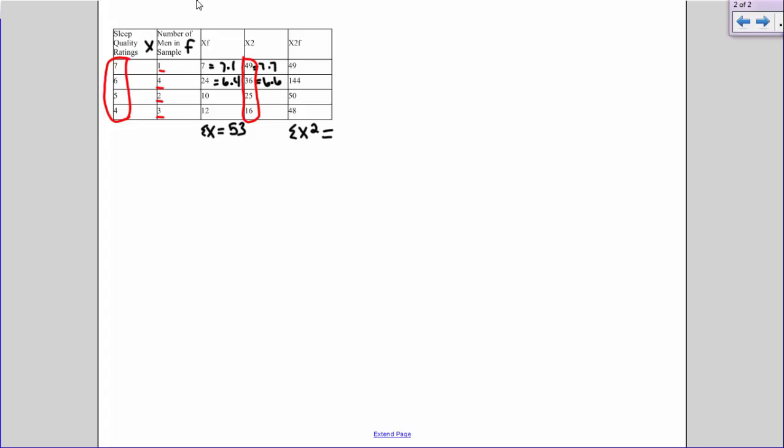So what I need to do is take each one of those squared x's and multiply it by the frequency. So we have 49 times 1 and 36 times 4, this times this, and so on. That's where those numbers come from. Then we add those together, and we have a sum of x squared of 291. These numbers are going to be really useful for our mean and for our sum of squares. So it's kind of a process.